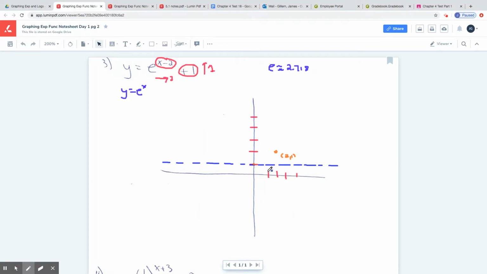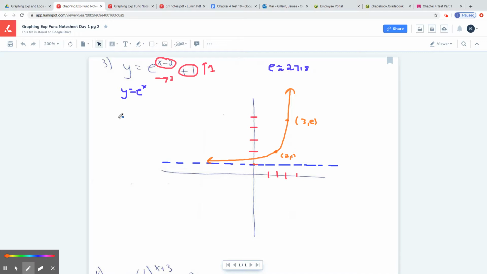Normally, I'm at 1 comma E. So instead, I'm going to move to the right 2. So instead of being at 1, I'm going to be at 3. And instead of being at E, I'm going to be at E plus 1, or 3.718. But you just have to label it as 3 comma E plus 1. And then you draw your graph, and it looks something like that. There you go.